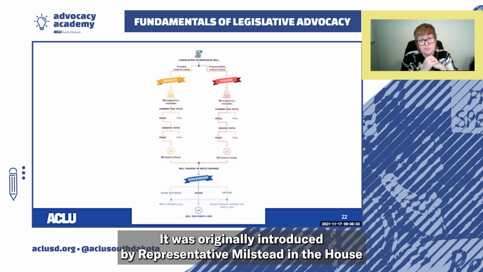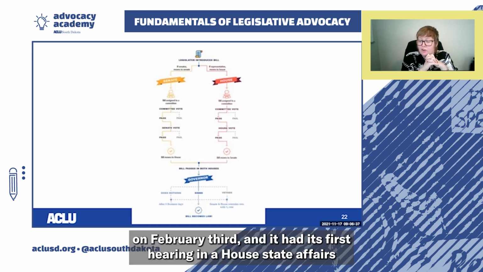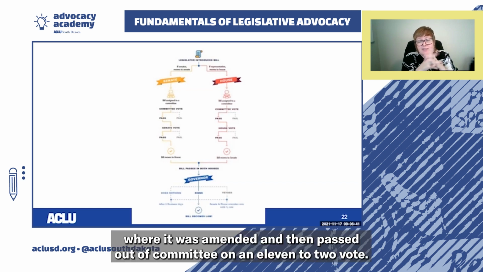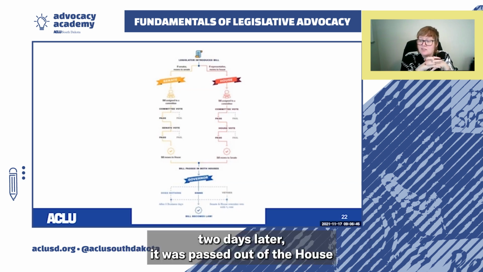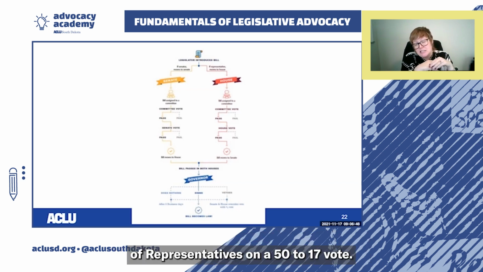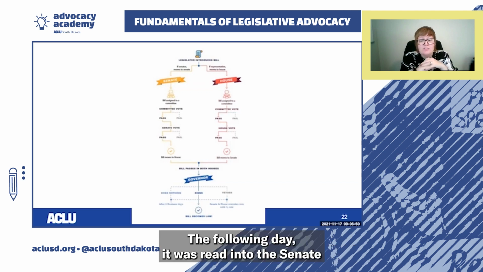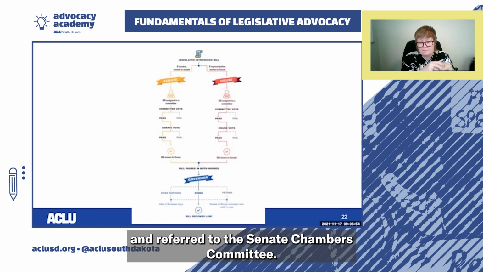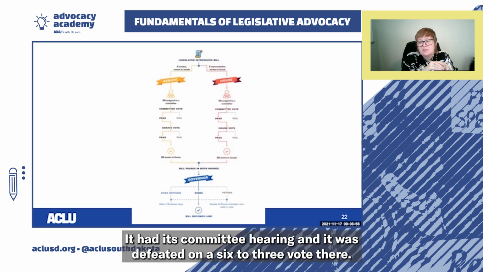It was originally introduced by Representative Milstead in the House on February 3rd, and it had its first hearing in House State Affairs, where it was amended and then passed out of committee on an 11-2 vote. 2 days later, it was passed out of the House of Representatives on a 50-17 vote. The following day, it was read into the Senate and referred to the Senate State Affairs Committee. It had its committee hearing and it was defeated on a 6-3 vote there.